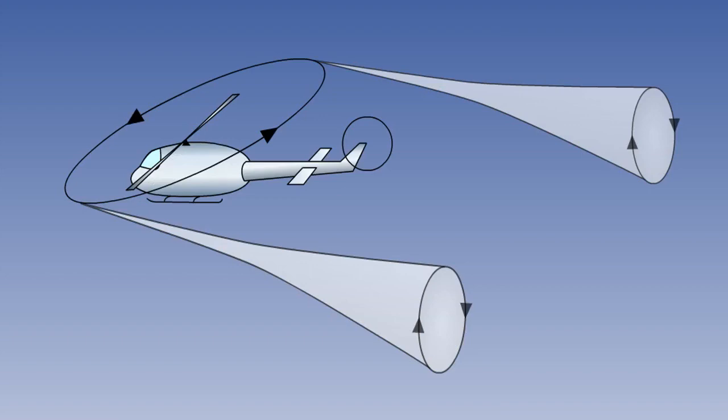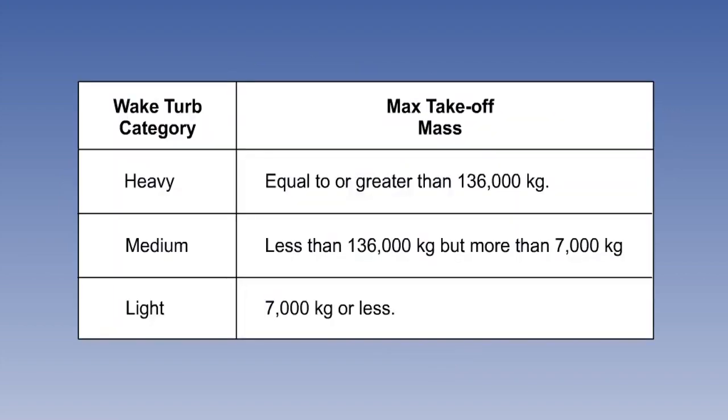The wake vortices from a helicopter are generated by the downwash of the main rotor, which is transformed into a pair of trailing vortices similar to those of fixed-wing aeroplanes. Evidence suggests that per kilogram of aeroplane mass, helicopter vortices are more intense than those of fixed-wing aeroplanes. ICAO defines wake turbulence categories of aeroplanes by maximum takeoff mass, as shown on the screen.